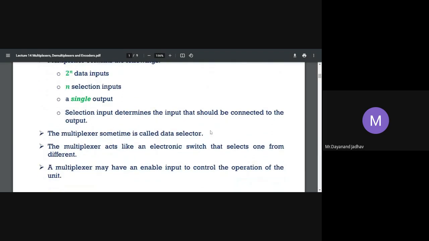The multiplexer is sometimes called a data selector circuit. For the combinational circuit, when we want to select data, meaning from many inputs if we want a particular input in the output, then it is selected with the help of select lines, so that with the help of select lines we can have only one output from many inputs. Now, a multiplexer may have an enable input to control the operation of the unit.